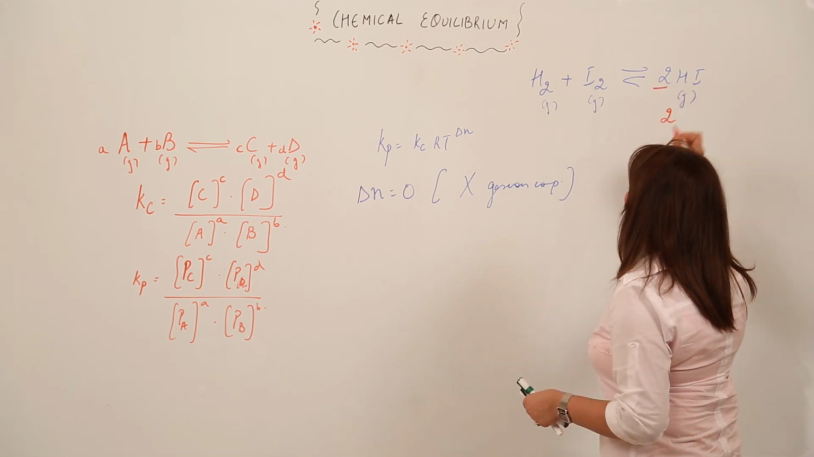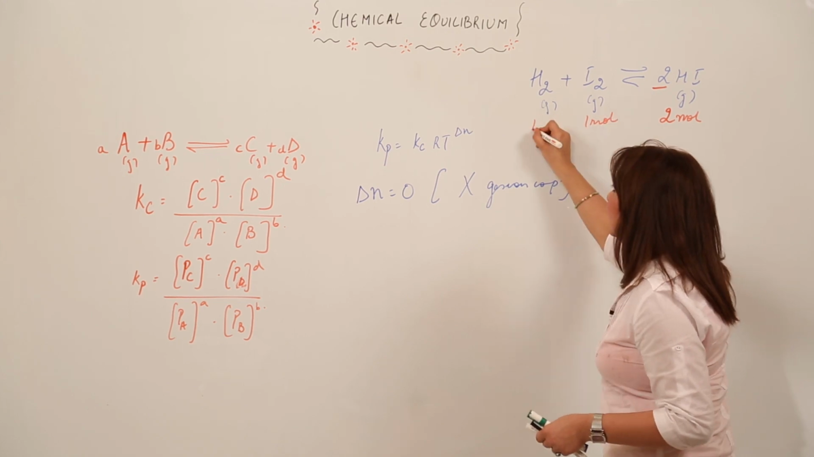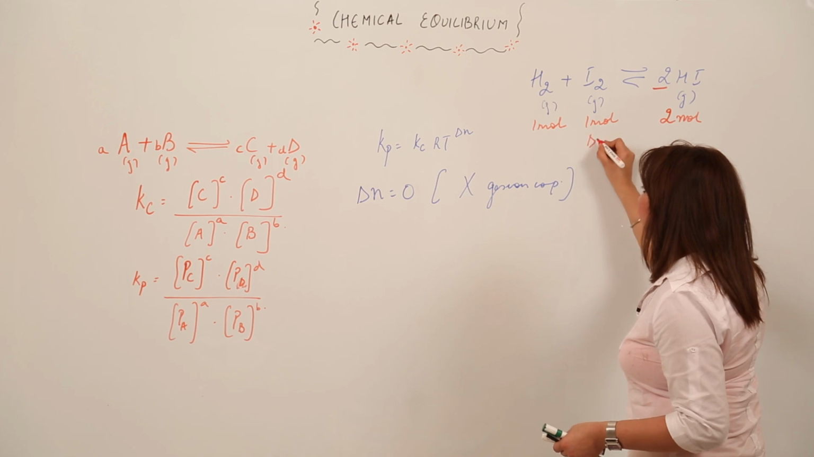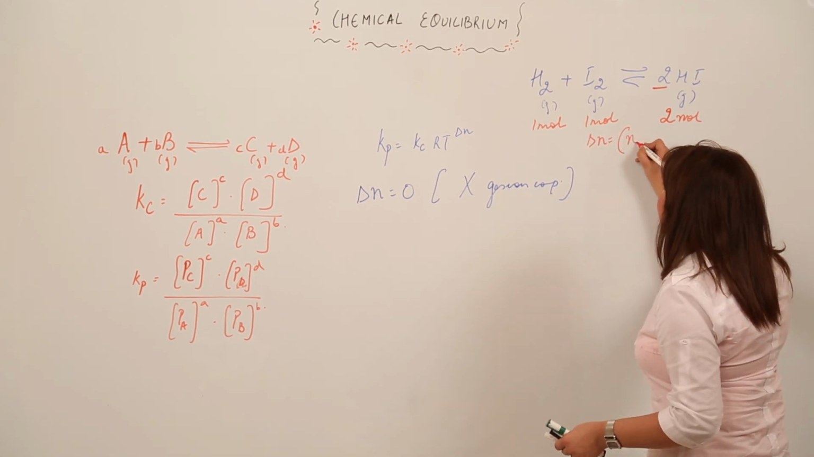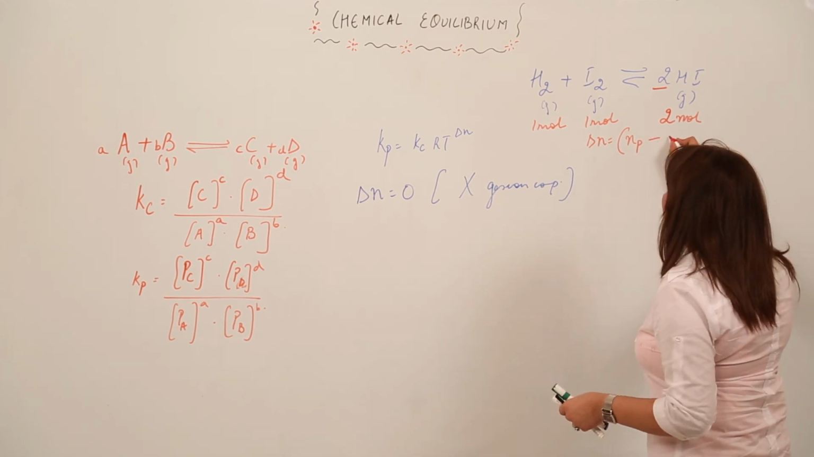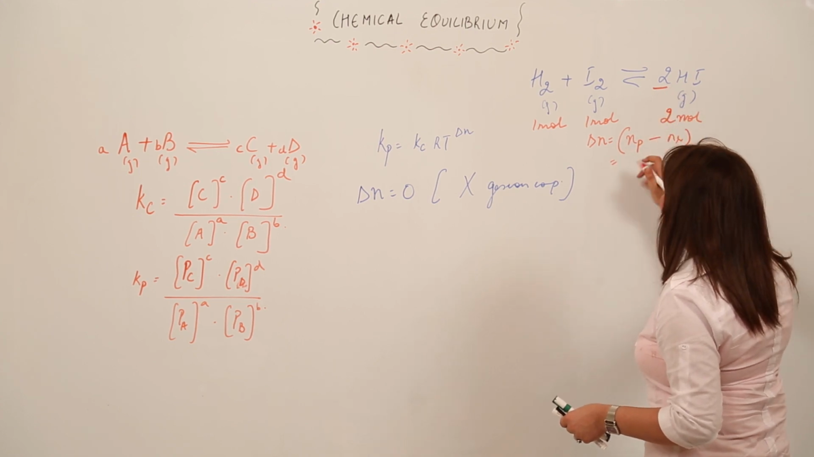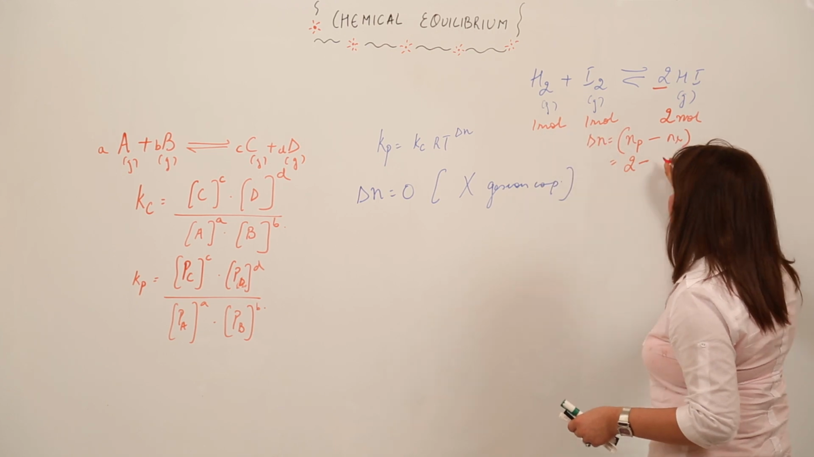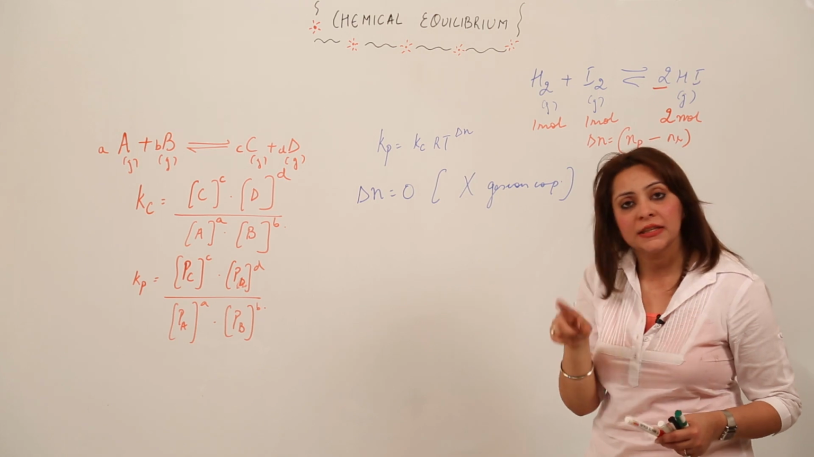See here, the moles are 2 moles in this case, we have 1 mole, and in this case also we have 1 mole. Whenever I wish to calculate delta n, I just have to subtract the total number of moles of the reactants from the total number of moles of the products. As we can see, the number of moles of the product is 2, minus the reactants, which is 1 plus 1, so I just write 2. So in this case the change in number of gaseous moles is 0.